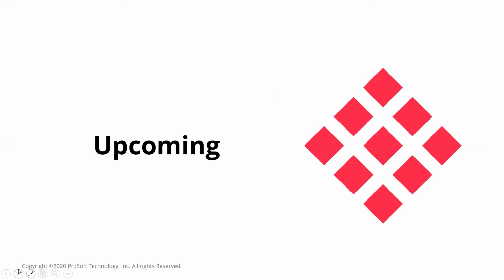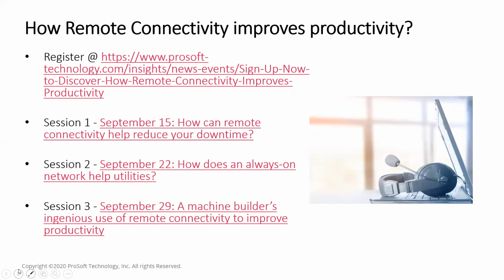Okay, so like Julianne said, this is a 3-part series. We've got 2 more over the next 2 weeks, same time, same day. So Tuesdays at 1 p.m. Eastern Standard Time, or 10 a.m. Pacific Standard Time. And the next session is about how an always-on network will help utilities, followed by the machine builders' ingenious use of remote connectivity to improve their productivity.